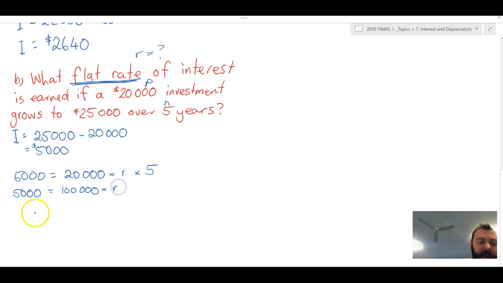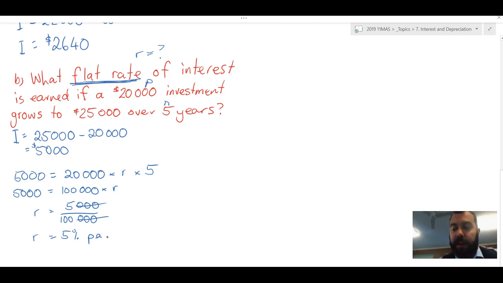100,000 times R, that means that R, rearranging things, divide both sides by 100,000, I get 5,000 over 100,000. And you know what's easy here? Scrub off all 3 zeros off the end of those. R equals 5 over 100, which is 5% per annum, as a flat rate of interest. That's B. That's reasonably complicated, but we just work it out.